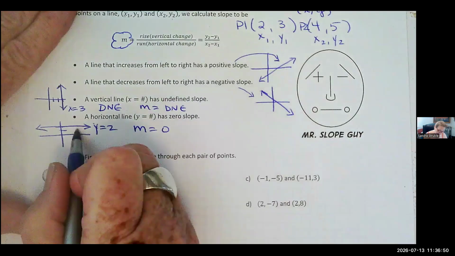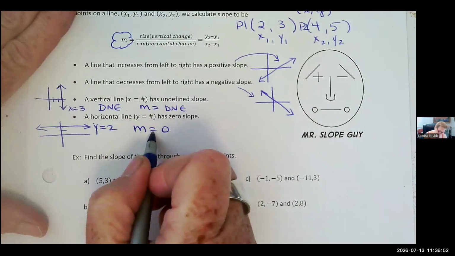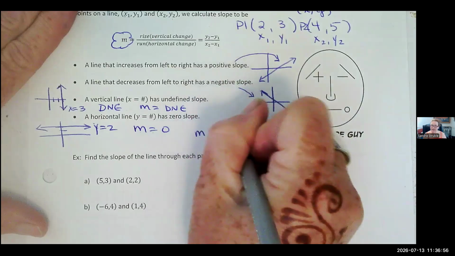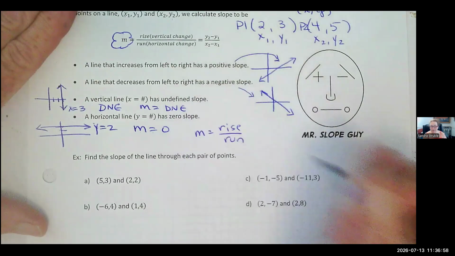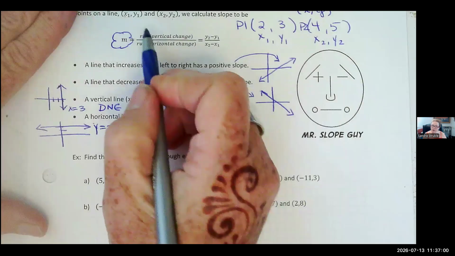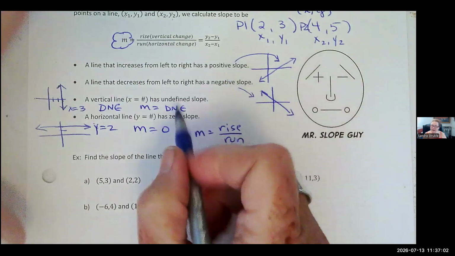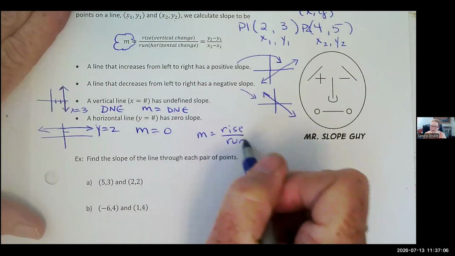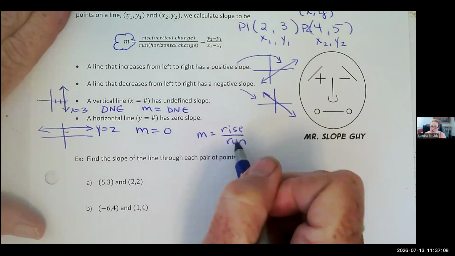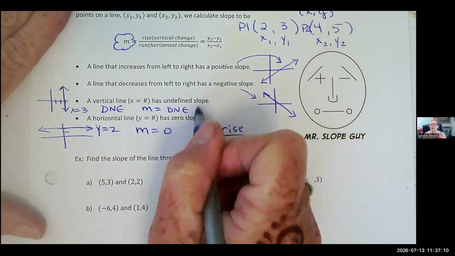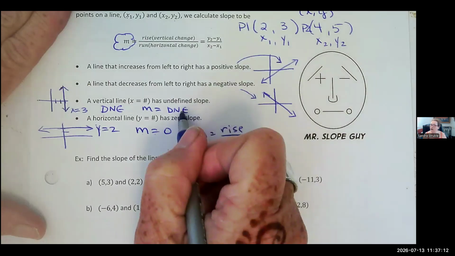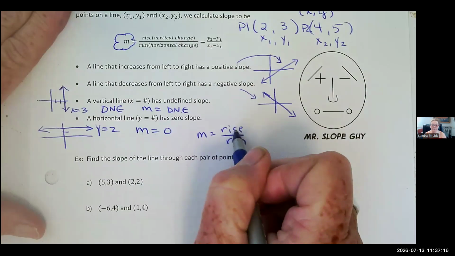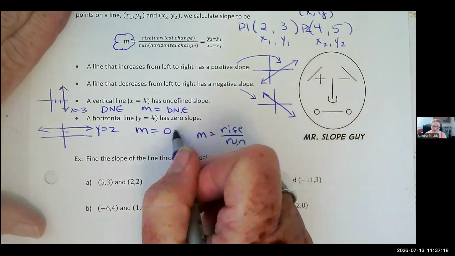If you think about it as rise over run, the rise is the vertical change, it can be up or down, and the run is the horizontal change. If you do not have a horizontal change, that means it's 0 in the denominator, and that's going to give you a vertical line. If you have a 0 in the numerator, that means it's not going up or down. It is a horizontal line and has a slope of 0. So that's what you need to understand.